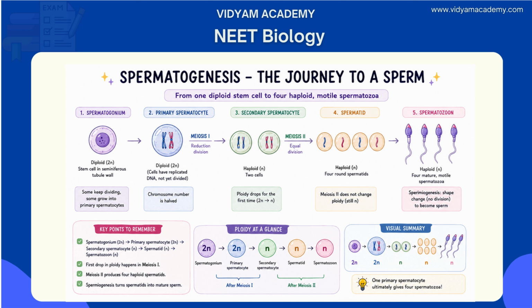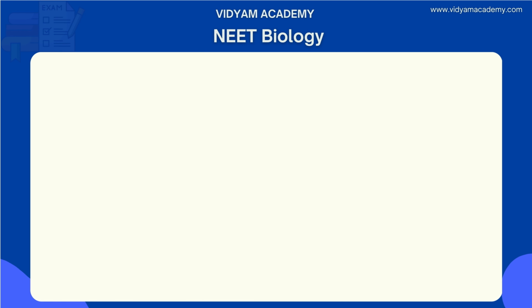Each secondary spermatocyte undergoes meiosis 2 and produces 2 spermatids, still haploid n because meiosis 2 doesn't change ploidy. Finally, the round spermatids undergo spermiogenesis, a morphological transformation involving no division, to become elongated motile spermatozoa, still haploid. So one primary spermatocyte ultimately produces 4 haploid spermatozoa. So this is the answer for the 6th question. Let's move to question number 7.